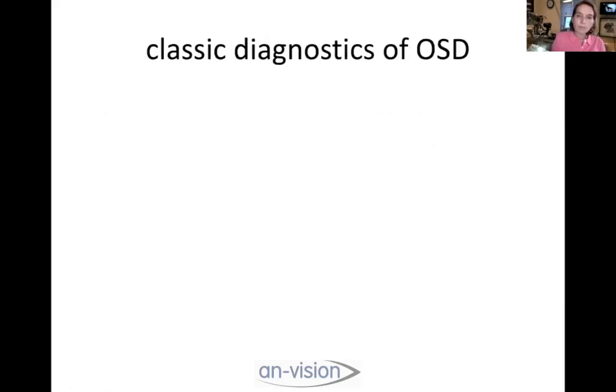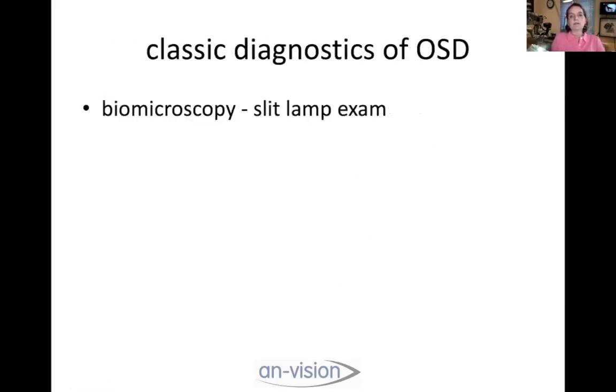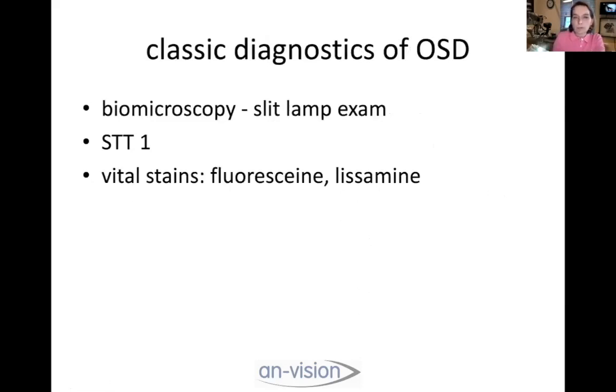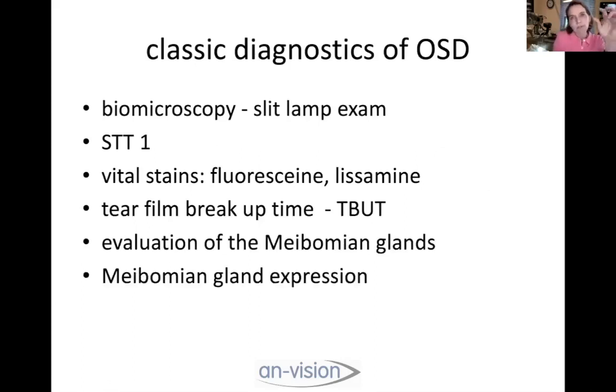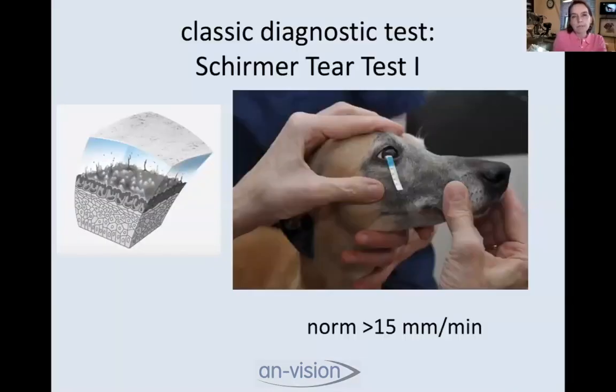So if we look at the classic diagnostics, we have the slit lamp, we have Schirmer test 1, we have vital stains, we have the tear breakup time, and we can evaluate the meibomian glands just by watching them, by looking at the openings, and by expressing a little bit of the secretion and checking the secretion characteristics. So the Schirmer tear test 1, you know, it should be over 15 millimeters in 1 minute. That would be the norm.